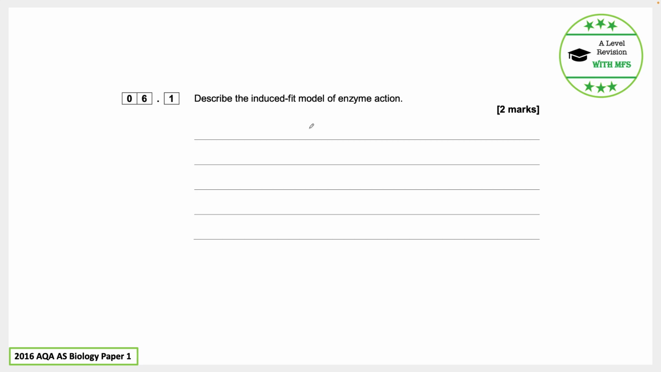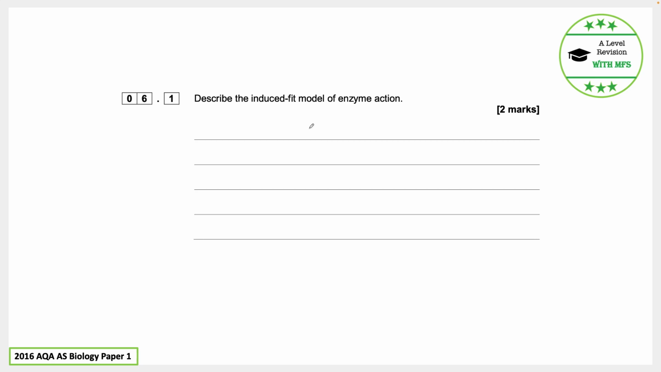And when it changes shape, remember enzymes are a type of protein, and a protein contains different types of bonds: disulfide, ionic, and hydrogen bonds. When the active site of an enzyme changes shape, it puts stress on the bonds. And that's basically the induced fit model of the enzyme.